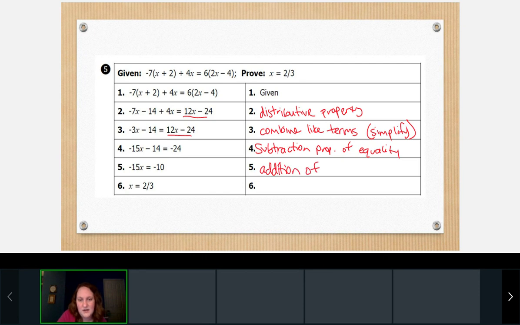Very good. I like that when you're typing it in the chat, you're writing property of equality. That's awesome. And the last one, to get that 2/3, well, you just divide both sides by -15. And there it is. Wonderful.